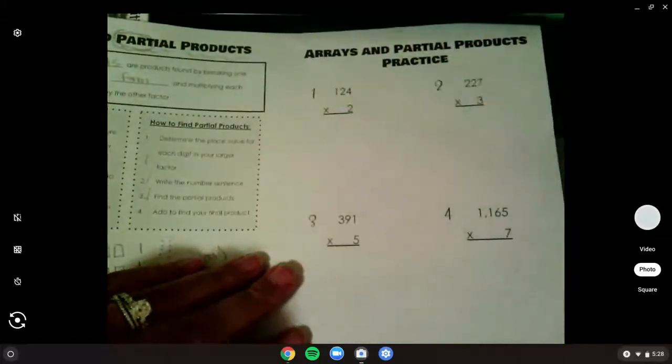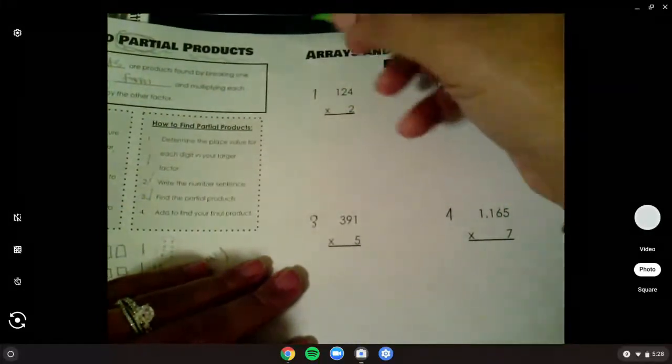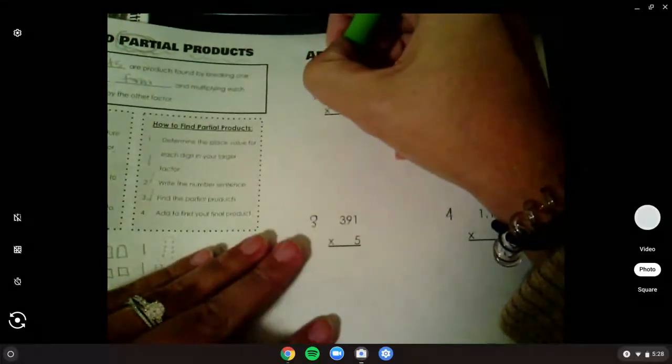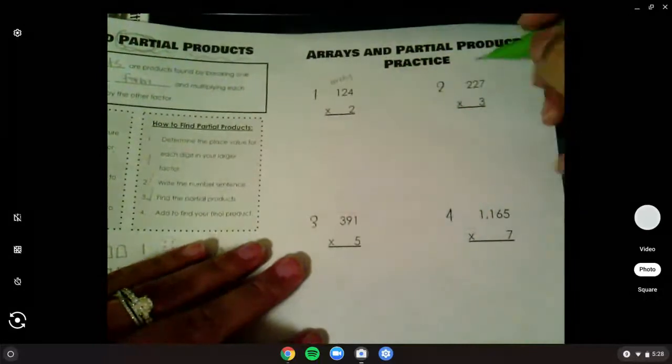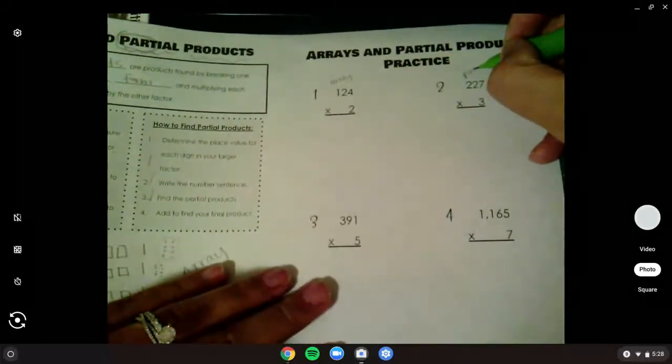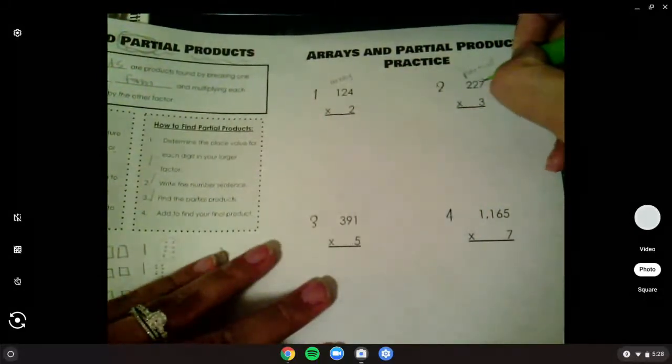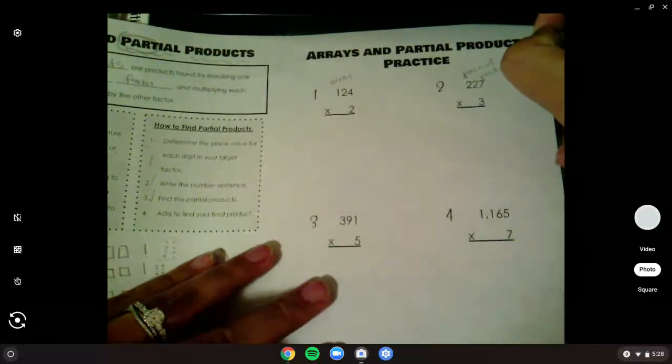So we learned 2 ways. We learned how to do the array way, and we learned how to do the partial products way. So what I want you to do is on the other side, you're going to practice number 1, 2, 3, and 4. For number 1, I want you to show me the array way for this one. For number 2, I want you to do the partial products way.